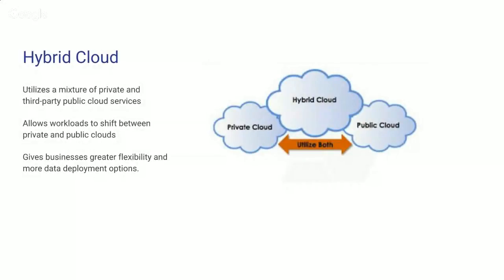The hybrid cloud is a blend of both the public and private clouds. This blend allows firms to shift workloads between public and private cloud services. Oftentimes, more secure and centralized data is kept on the private cloud services, while large, unstructured streams of data are typically kept using public cloud storage. This allows firms greater flexibility and more data deployment options.